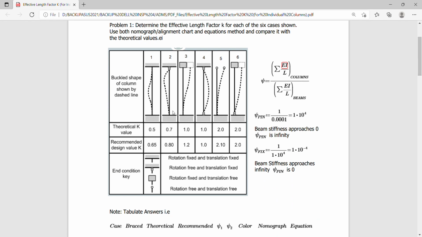of this table as recommended by the AISC. So for the first step, we need to calculate the relative stiffness of the ends of the columns.